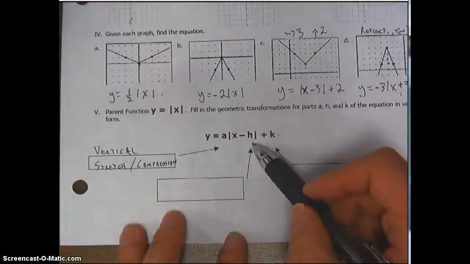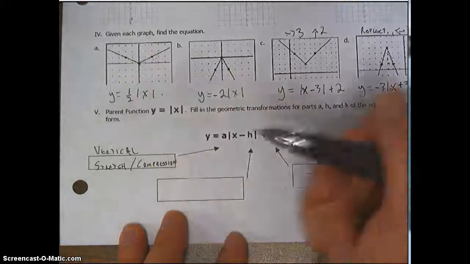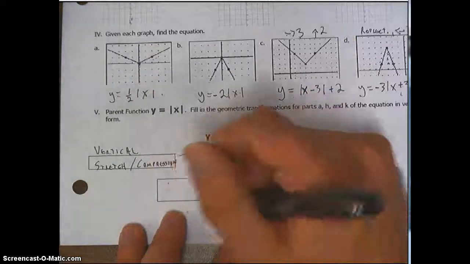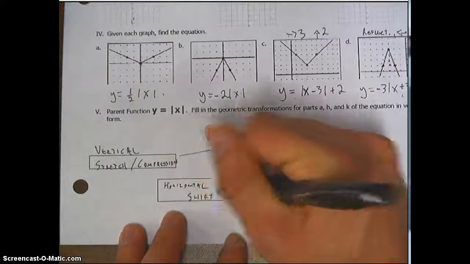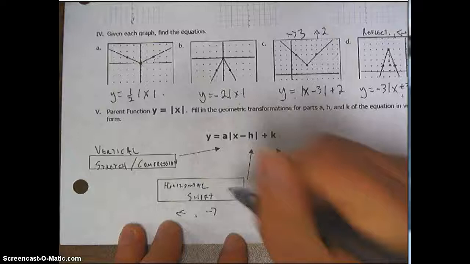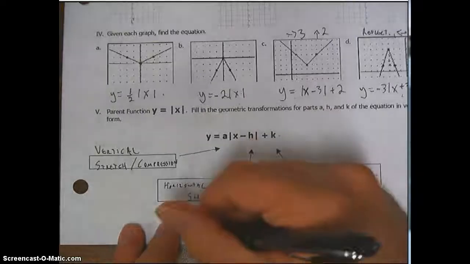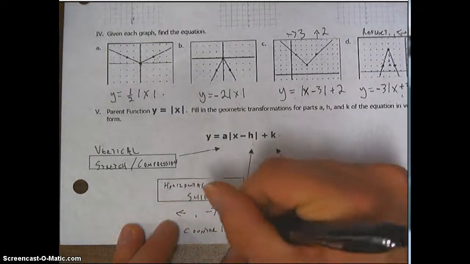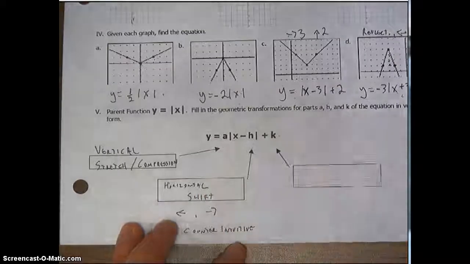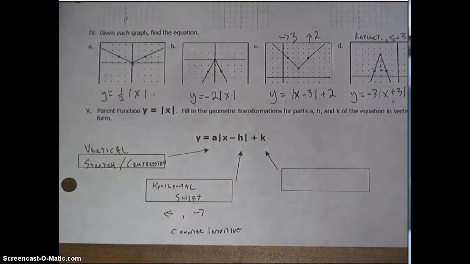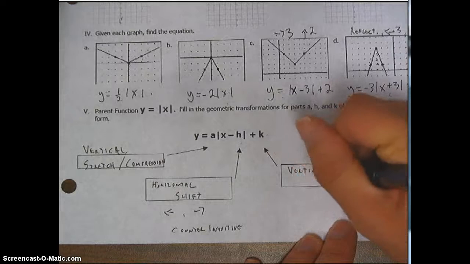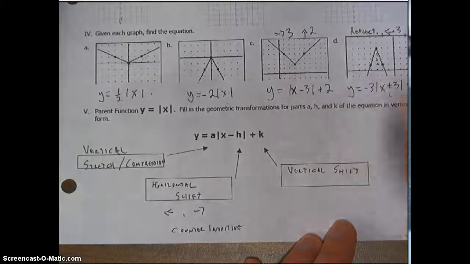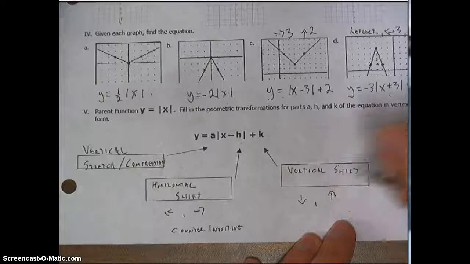This negative h, that's going to tell you how far to go left or right. So this is a horizontal shift. It's going to go left or right, and you want to remember that this one's counterintuitive, which means if it says plus 3, you're going left, and if it says minus 4, you're going right. And then, of course, that plus k is a vertical shift, meaning you're going down and up.